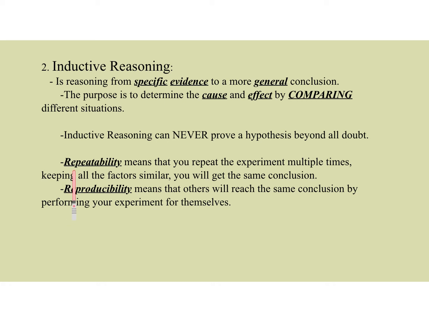Then you have two reasons for the conclusions to be valid. The first one is repeatability, and that means that you repeat the experiment multiple times, keeping all the factors similar, maybe not exactly the same, but very similar, and you will get the same result. So if you repeat that experiment over and over, keeping the factors very similar, you're going to get the same conclusion. Reproducibility means that others will reach the same conclusion by performing the same experiment that you did.